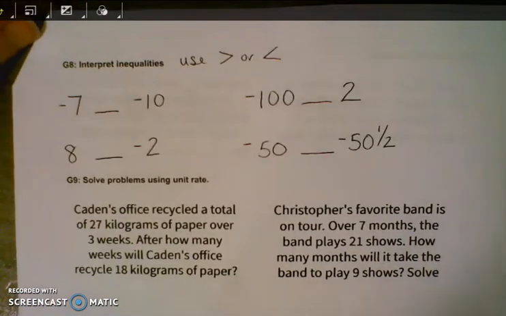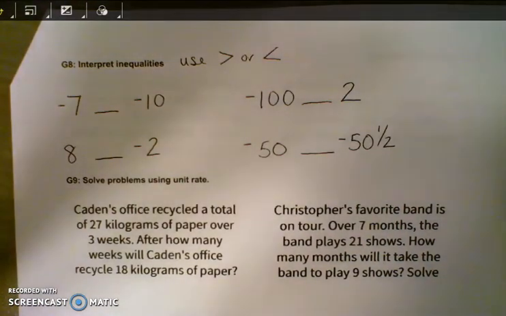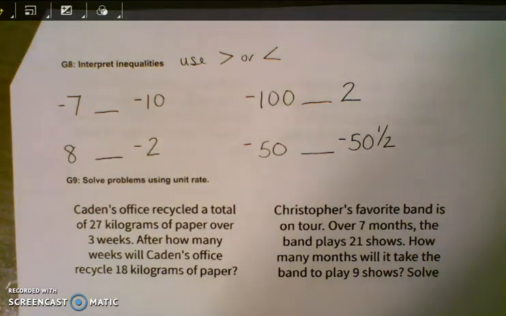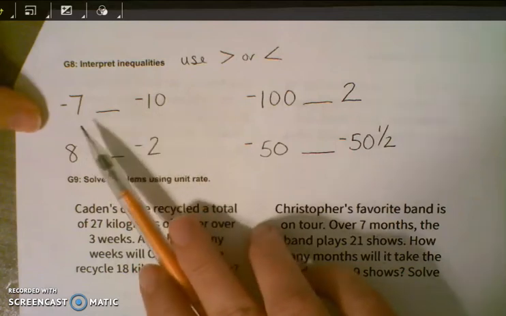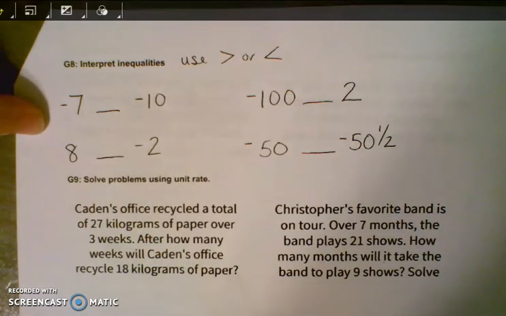All right, goal 8 was to be able to interpret inequalities. So we're going to use the greater than or less than sign to tell which integer is bigger. Remember, when comparing negative integers, the closer to 0 you are, or the closer to the positive side of the number line, the bigger you are. Remember the saying that everything is opposite in negative land. So numbers that would be larger when they're positive are actually smaller when they're negative. It's the opposite.